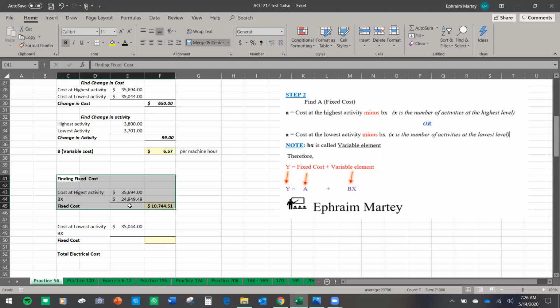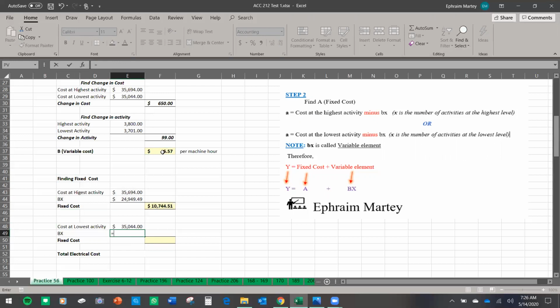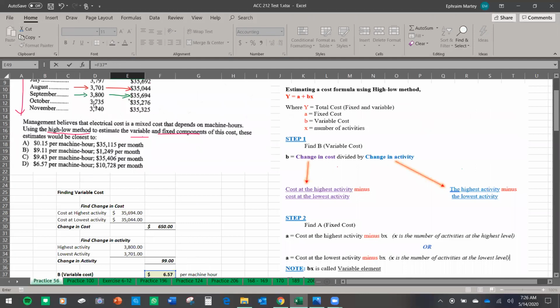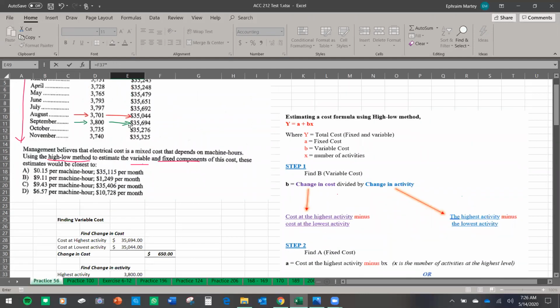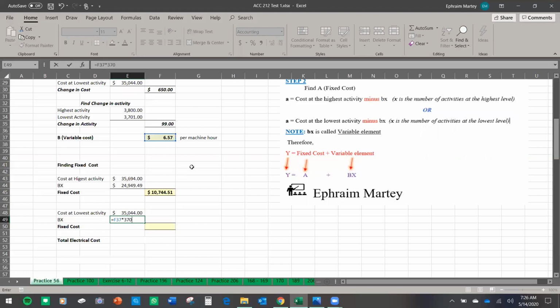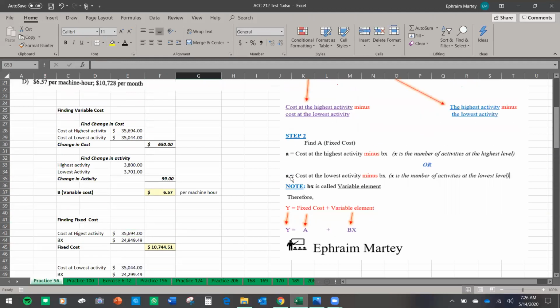When we did this, we used the number of activity at the highest level. And because we use the cost at the lowest level, the number of activities should come from the lowest level. So this is our B multiplied by the number of activity at the lowest level, which is 3701 in red. So 3701. And you can see the number should be the same because we have the same numbers here. It works so perfectly. Then we take this and subtract the BX from it, and we still have 10,744.